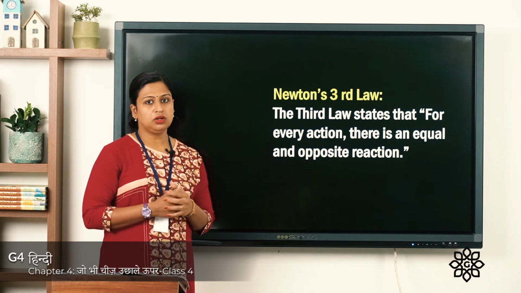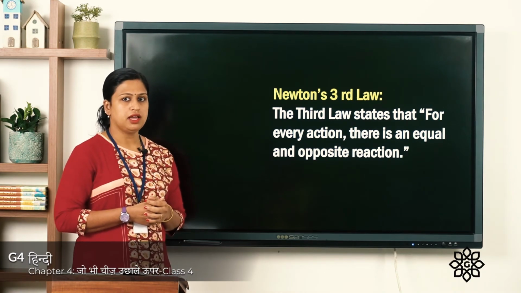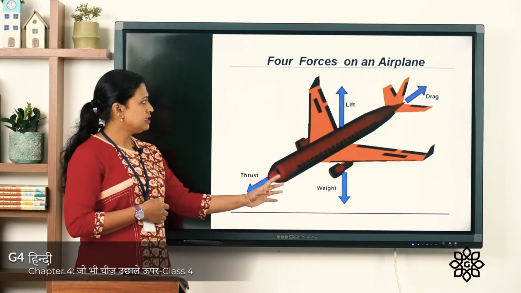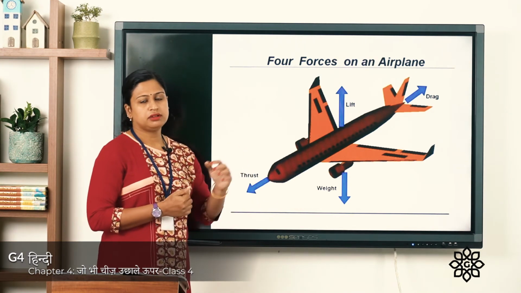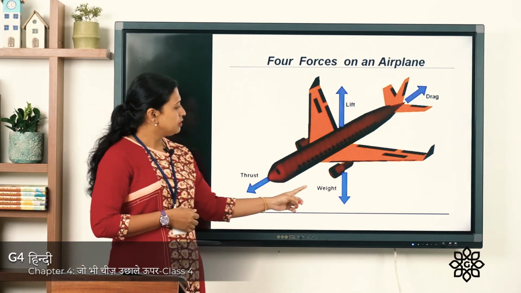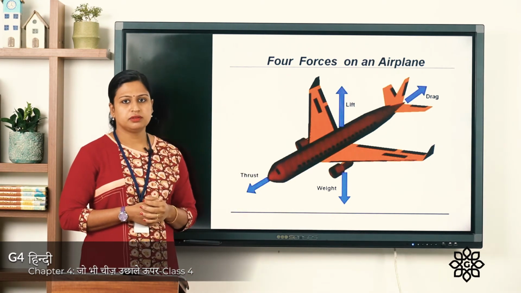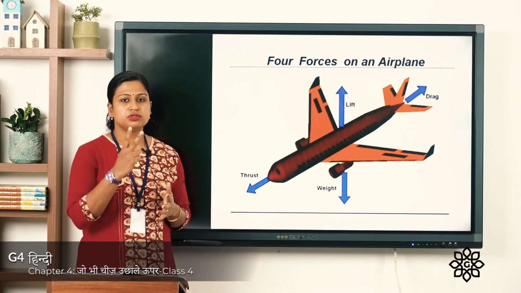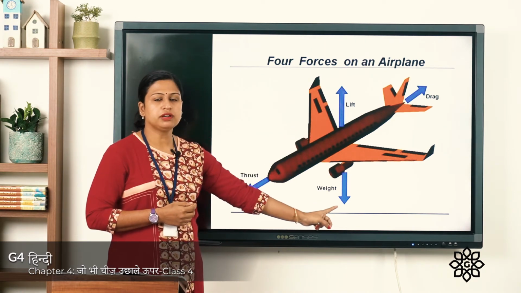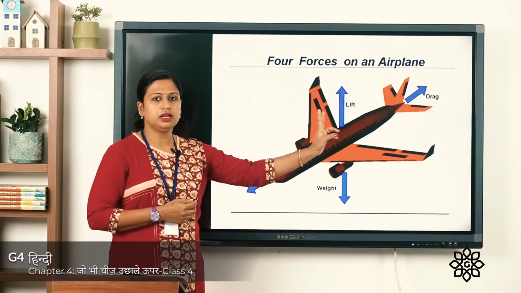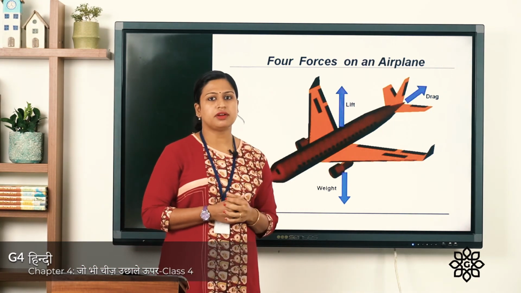Here Newton's third law is applied, that is, for every action there is an equal and opposite reaction. Now this is the picture which tells that there are 4 forces which are applied on the aircraft, that is weight, the gravity, lift, drag and thrust. Now an aeroplane requires 2 forces to fly, that is lift force which overcomes the gravity force, then only the airplane will fly. Next force is thrust, it should overcome the drag force.